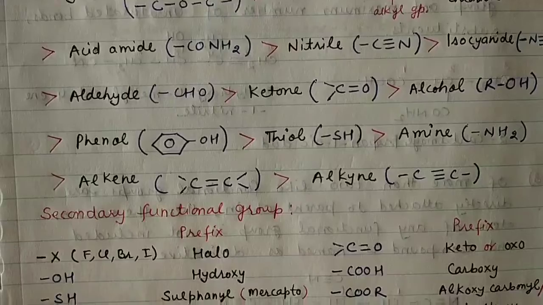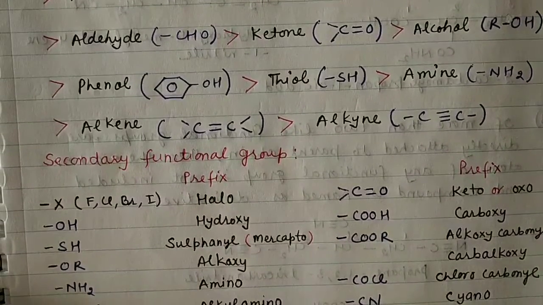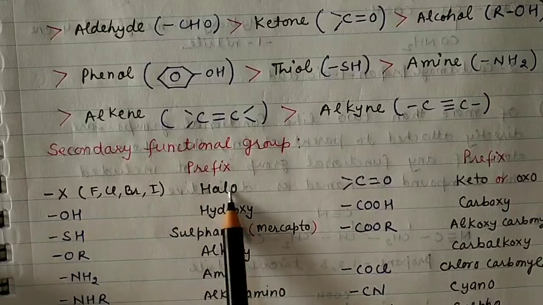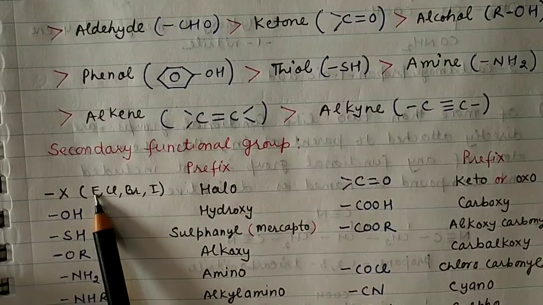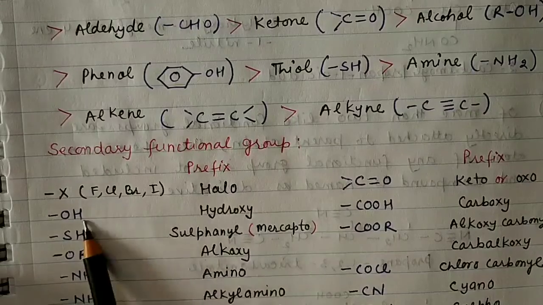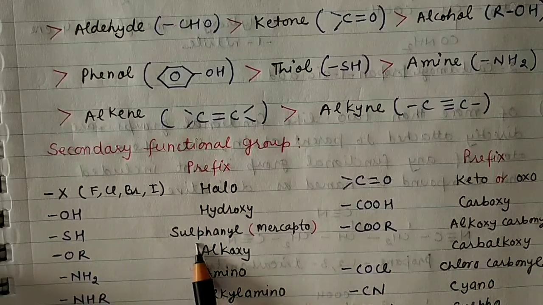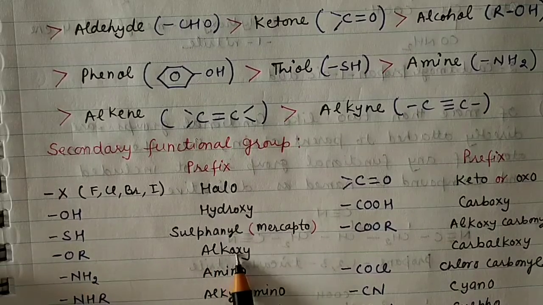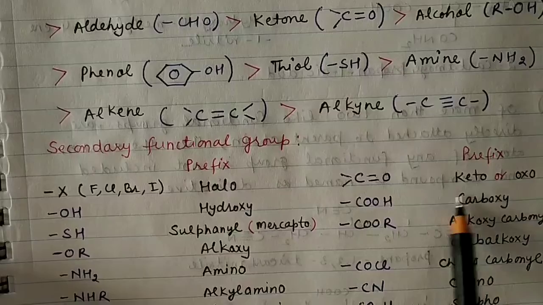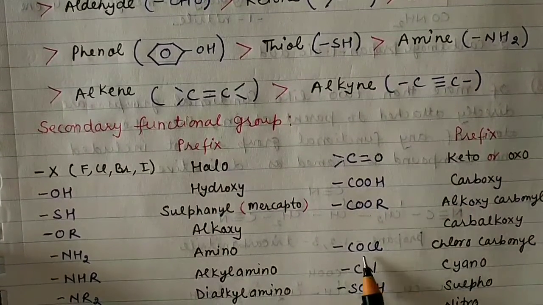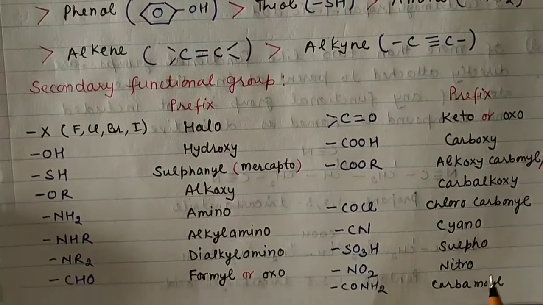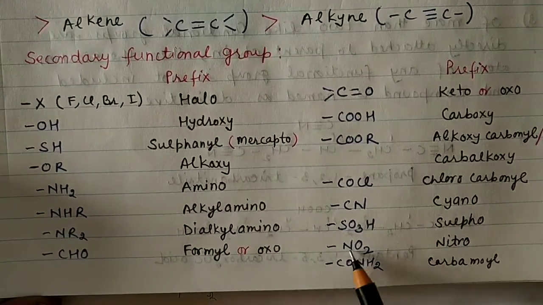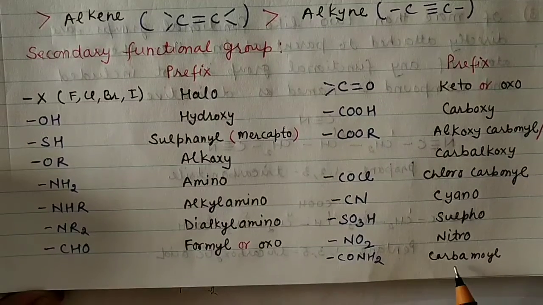Now the prefixes for the secondary functional groups: for halogens we have to use halo, like for fluorine fluoro, for Cl chloro, then OH hydroxy, SH mercapto, then sulfonyl, OR alkoxy, for C=O keto, for COOH carboxy, for COCl chlorocarbonyl. Like this we have to mention their prefixes, like for NO2 nitro, for CONH2 carbamoyl.